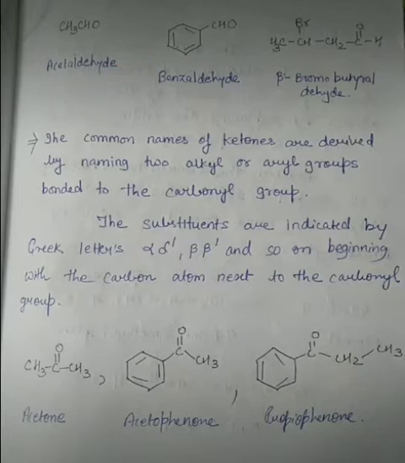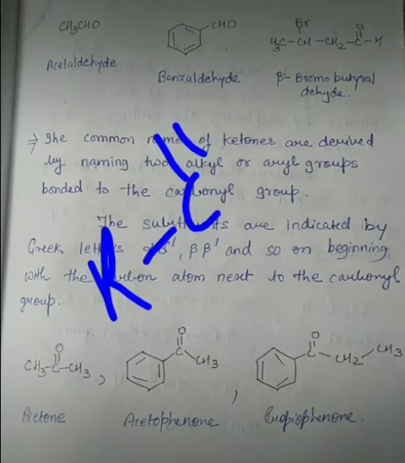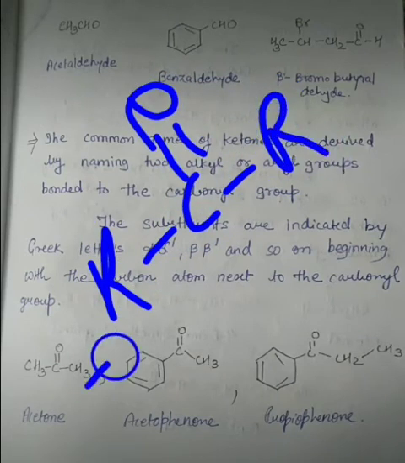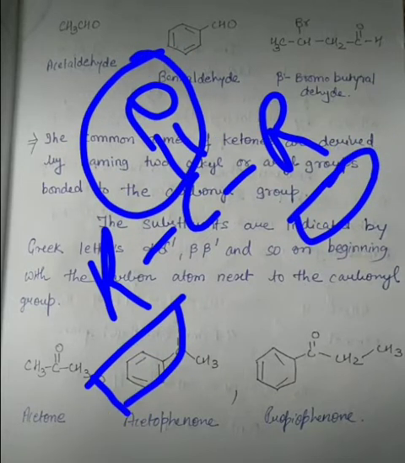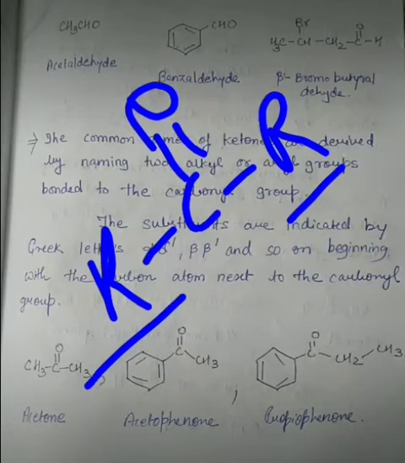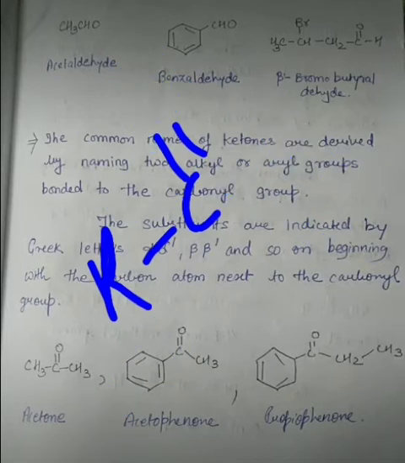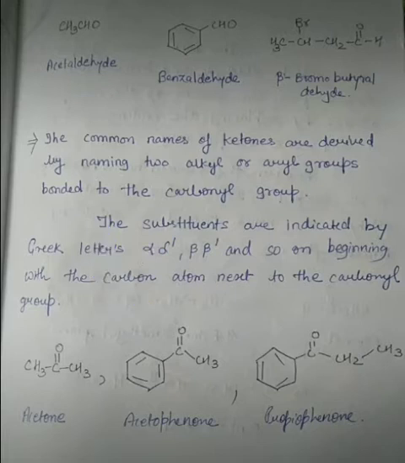Okay, and students, the common names of ketones are derived by naming the two alkyl or aryl groups. As you are very well aware, in ketones two bonds are accompanied with an alkyl or aryl group, and two bonds are accompanied with oxygen. So for this we have to name the two alkyl or aryl groups, and the substituents are indicated by Greek letters.